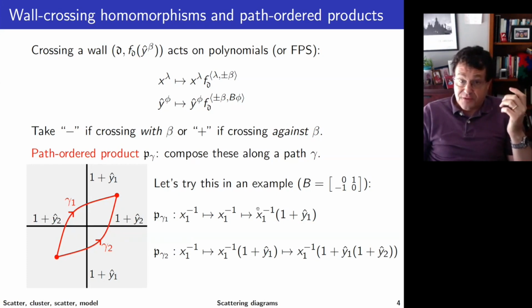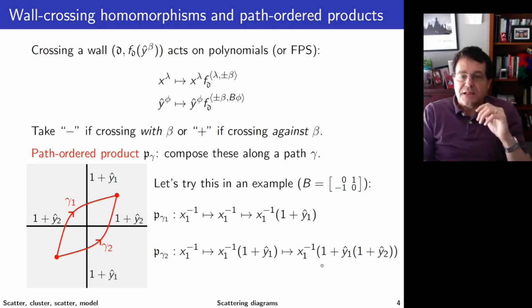We do exactly the same thing that happened in the second step for our first path. We cross this wall and pick up a change. In the second step, nothing happens to the x1 inverse, but we have this y1 hat, and it gets modified as we go. So the y1 hat is replaced by itself times the power of the wall we're crossing in the second step, and we get that. So that's just an idea of the flavor of how this works together.